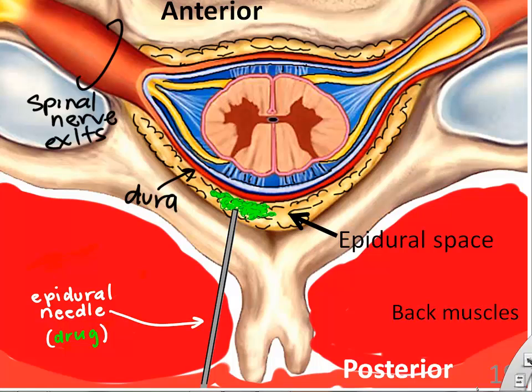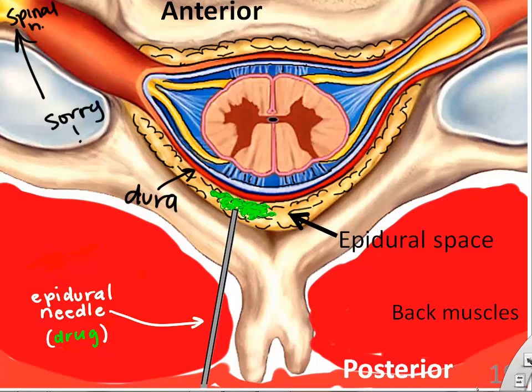Actually labeled, that should be roots. So if we look, the spinal cord gives off those roots. Those roots become the spinal nerve, and so just to orient yourself there. Okay, there are the roots, there are ventral and dorsal horns. Okay, so let's look at those meninges.